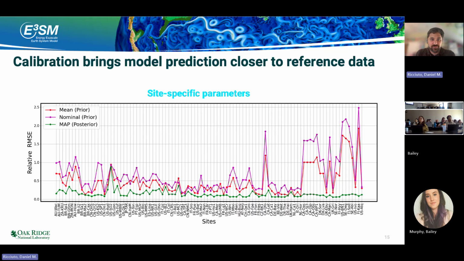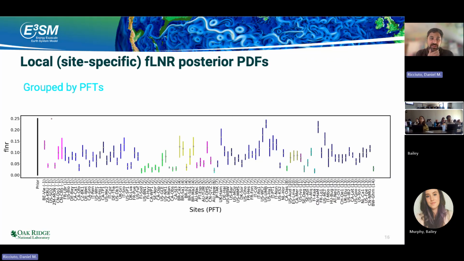We can also see what those numbers look like in terms of this most sensitive parameter. That's the FLNR. These are color coded by plant functional types. And some plant functional types we have a lot more sites than others, just due to the distribution of the towers. And we can see the prior range that we used here is the black bar. So we allowed values, I think, from 0.2 all the way up to 0.25. And then these smaller bars indicate the posterior uncertainty ranges, which I think are the 95% confidence intervals.